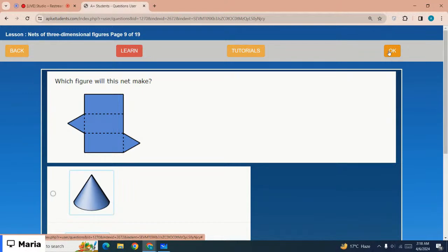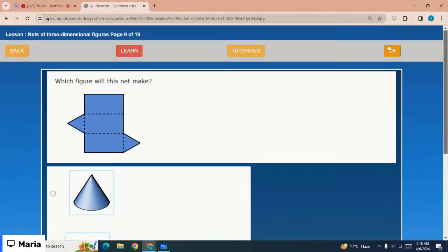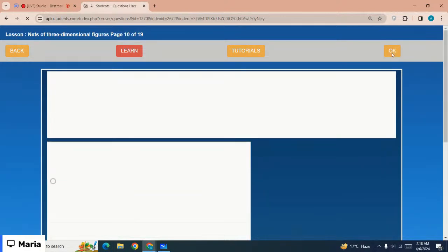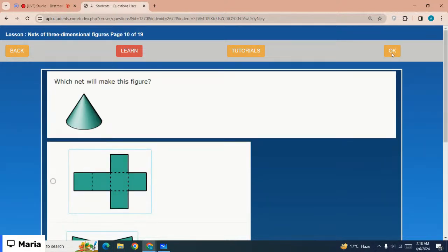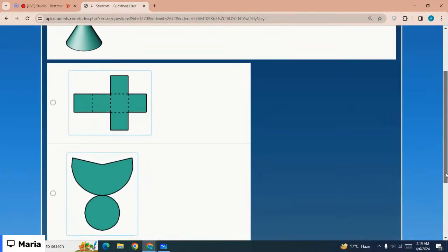Which figure? Yes, that's the second one, but I forgot to click on the OK button. Which net will make this figure? So, which is the correct option? You are given a figure. You have to say which net will make this figure. So, which is the correct option?